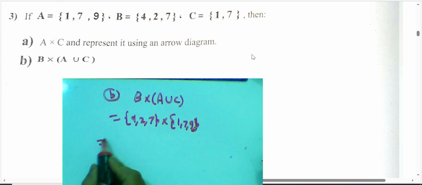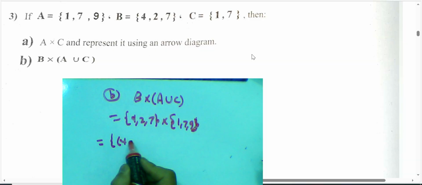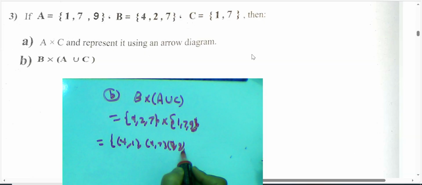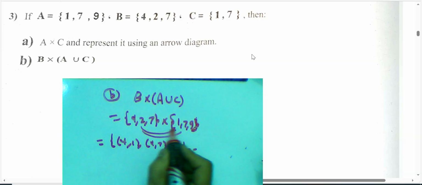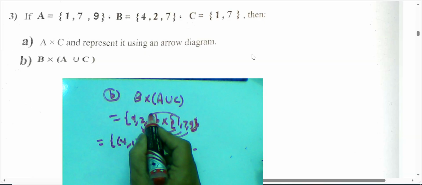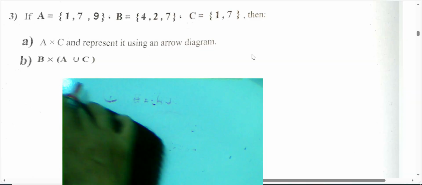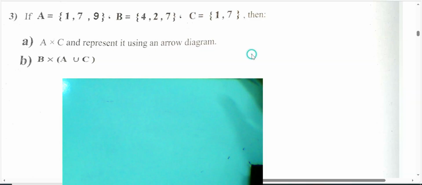Now we can write the ordered pairs. Start 4 with 1, 4 with 7, 4 with 9. You can complete 2 with 1, 2 with 7, 2 with 9, and then 7 and 1, 7 and 7, 7 and 9. Okay, you can complete this question. It's easy for you. Next question. Model letter B.